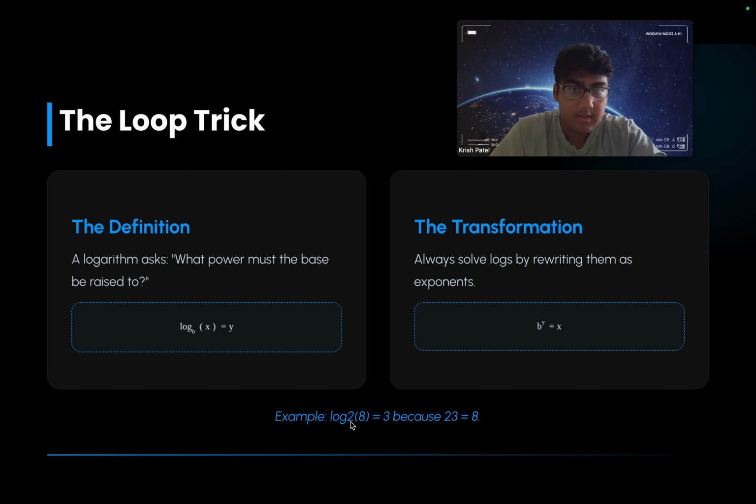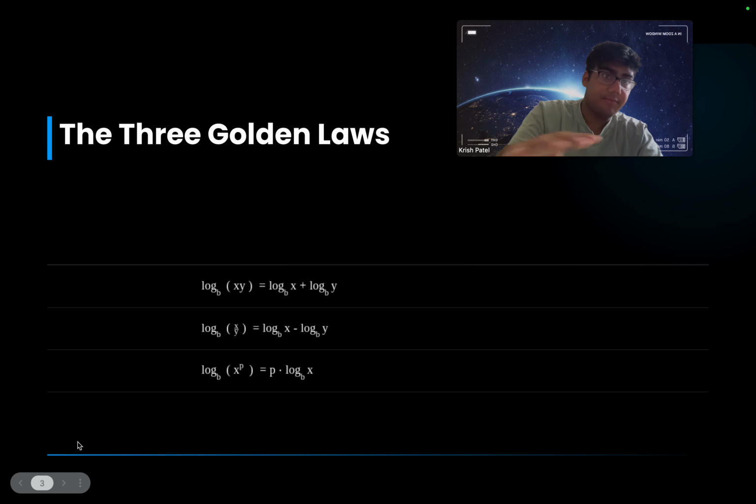So if I were to look at this, the 2 would be like the b, the 3 would be like the y, and the x is my answer. So 2 to the what power must equal 8? Okay? Of course, it's not 2 to the 3 as the answer, but 3 is the power.